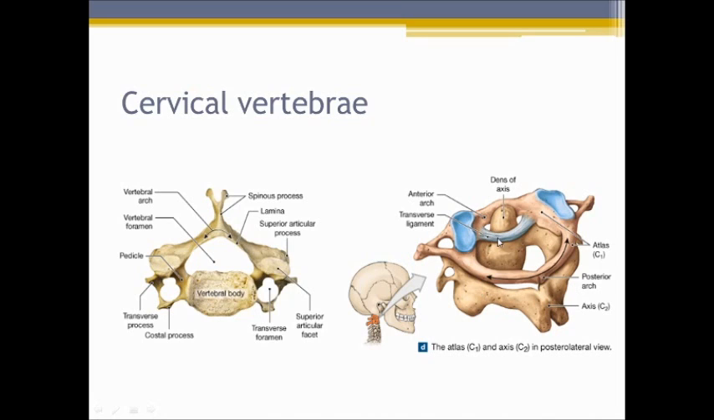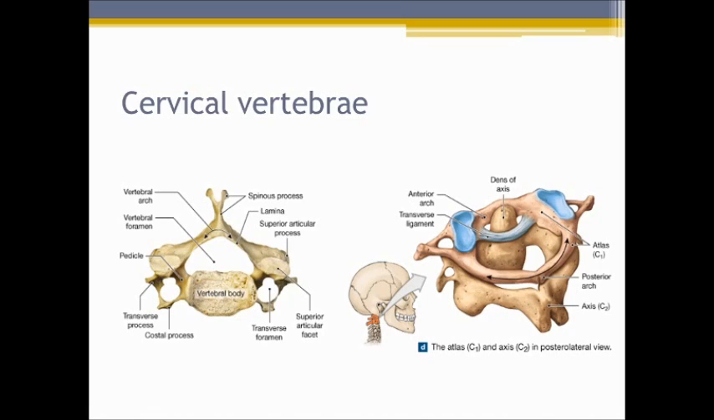It has a transverse ligament that holds the dens in place. The dens is a part of the axis, or C2. So this helps with rotation of the neck, but the transverse ligament is extremely important in making sure that these two vertebrae stay together. If that dens gets dislocated from C1, it can result in serious trauma.